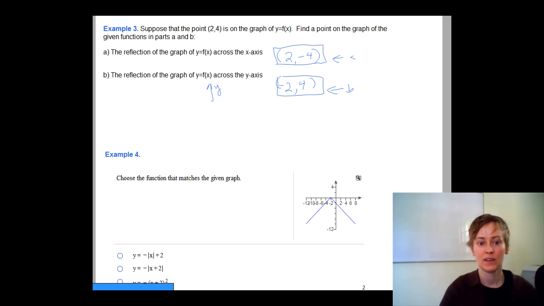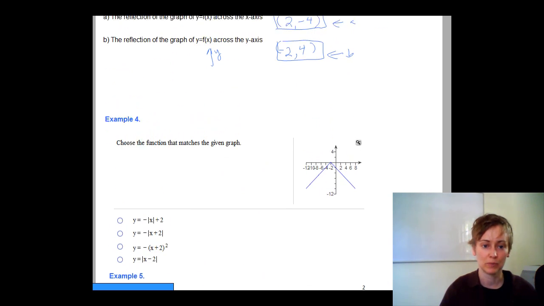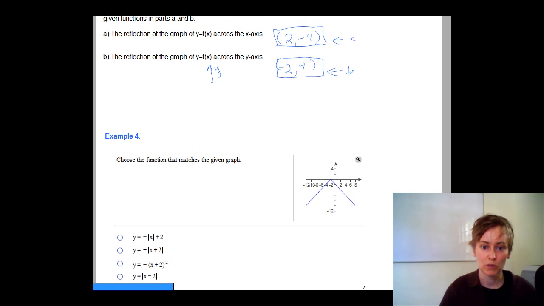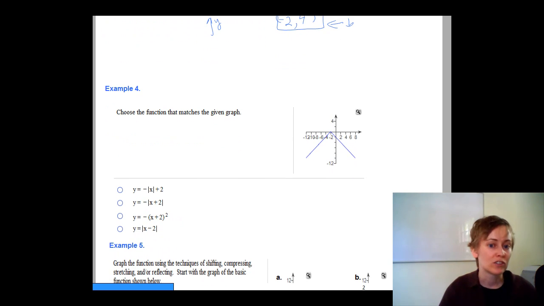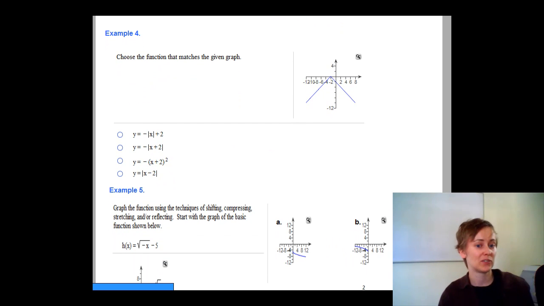Okay, let's go to example 4. And there's 5 examples total, by the way. Example 4 says this, it's multiple choice. Choose the function that matches the given graph. Now this is one where you'll look at all your answer choices, and there are 2 transformations going on for each answer choice. So this is a little bit more complicated. We're combining ideas from the other videos.